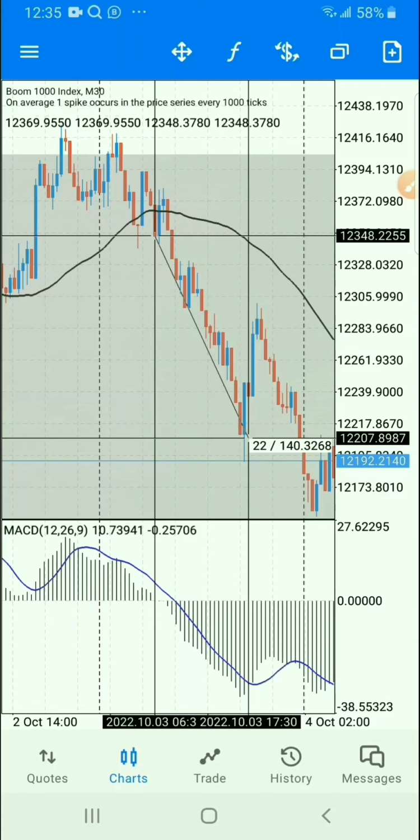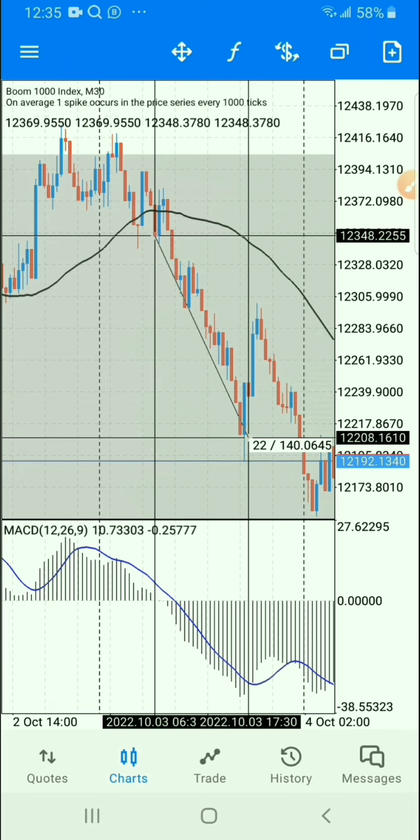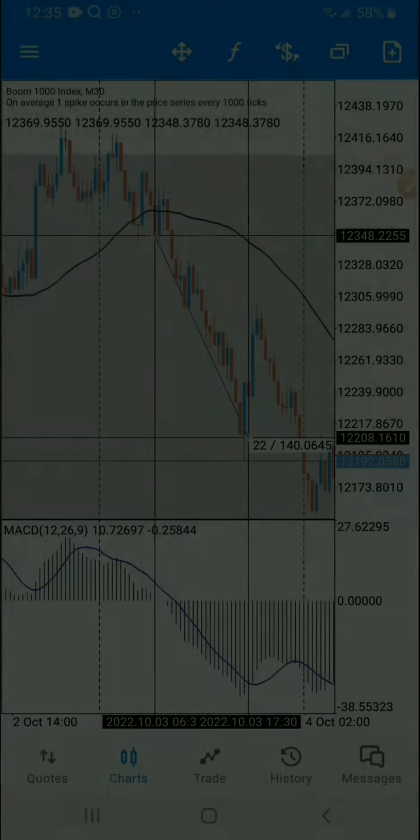I have three types of take profits with this strategy, guys. Look at this, and this is around 140 pips. This is massive, man. 140 pips.